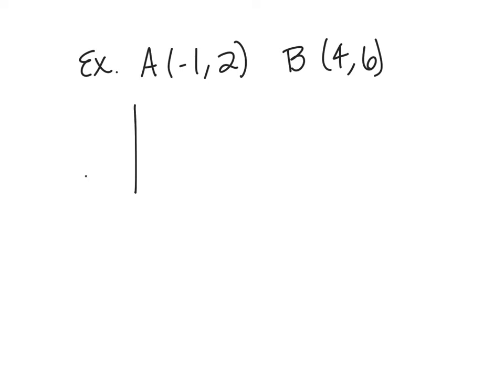If we have the vector AB, so A is at -1, up 2, and then B is at 4, 6. So this vector goes from A to B. The whole idea is we want to slide this so that it starts at the origin instead, and then see how far we would go.